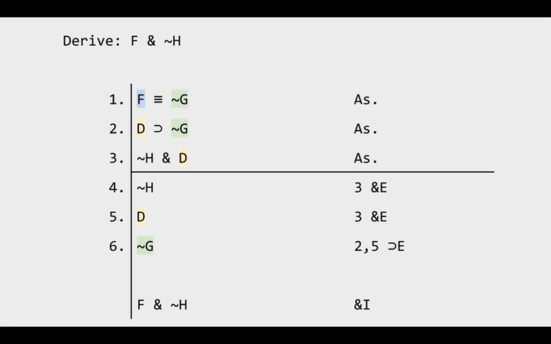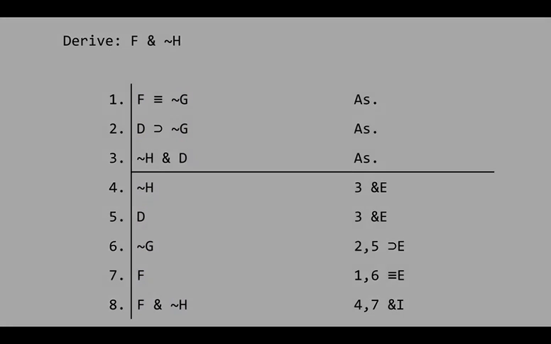Lock, key, prize. Okay, now that we have the not G, we can dig out the not F using biconditional elimination, lines 1 and 6. And finally, we can say where we got the F from. It actually is already there for us, lines 4 and 7, so we documented 4, 7, ampersand introduction. And that's how you do this derivation.